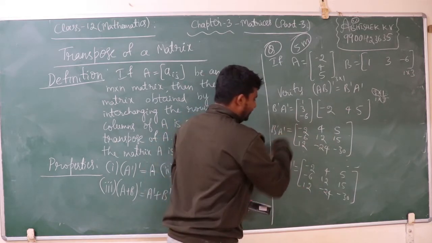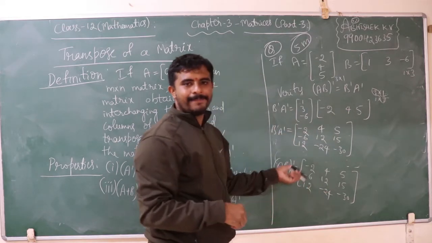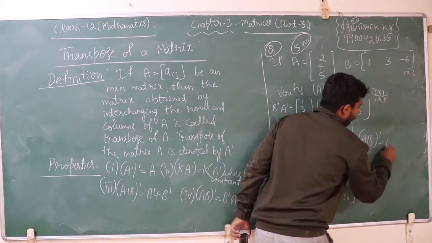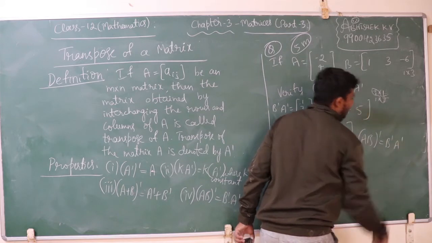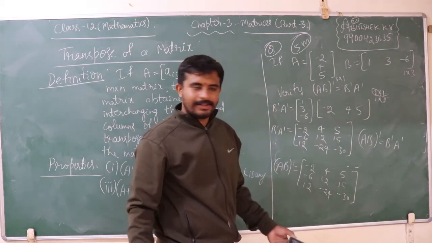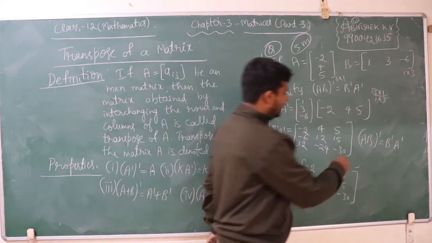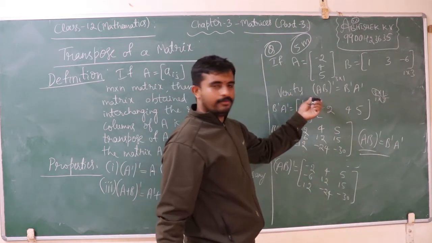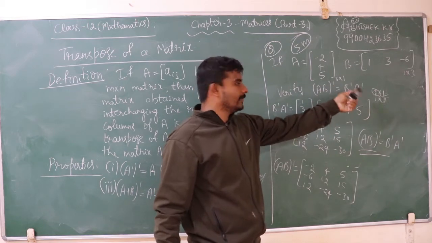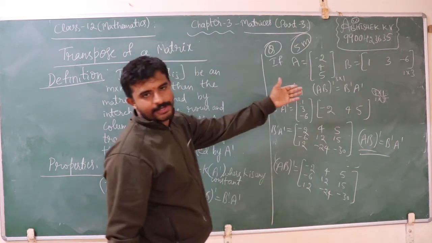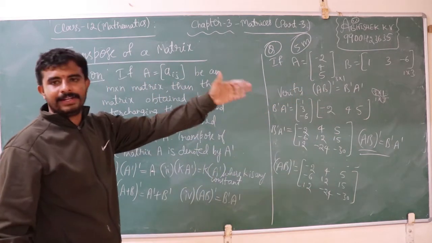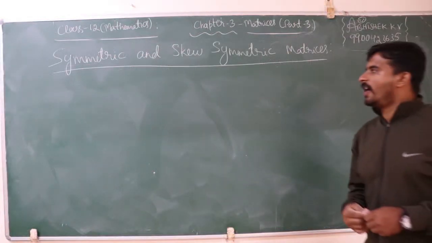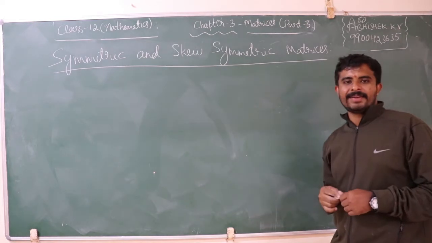Therefore, B dash A dash is equal to (AB) dash. That is, transpose of matrix AB is equal to transpose of matrix B into transpose of matrix A. Therefore, this completes the proof. That is, we have verified (AB) dash is equal to B dash into A dash. Please note. Let us move on to symmetric and skew symmetric matrix.